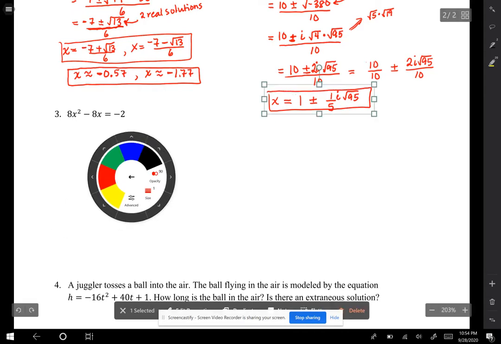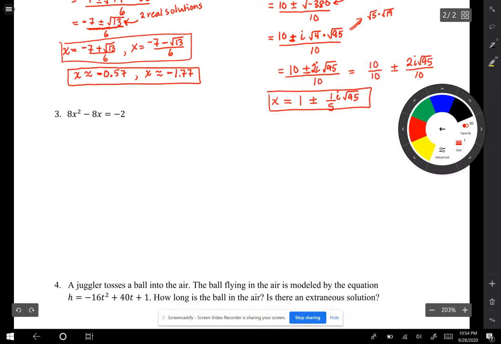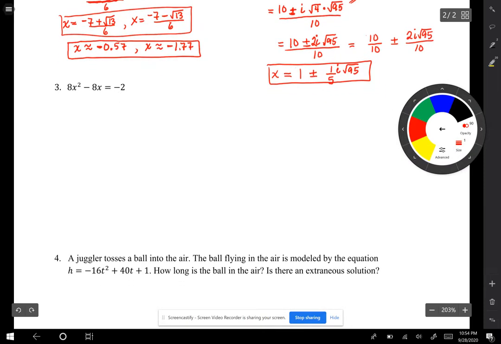All right, our last one. One of the sides is not equal to 0. The easier side to make equal to 0 is the right side because there's only one number to move. So let's add 2 to both sides. 8x squared minus 8x plus 2 equals 0. A equals 8, B equals negative 8, C equals 2.